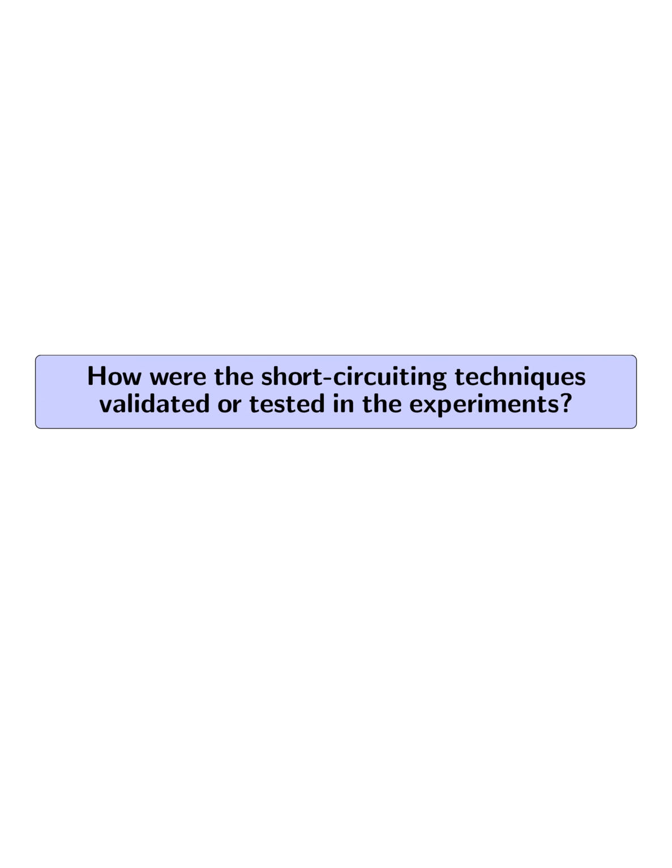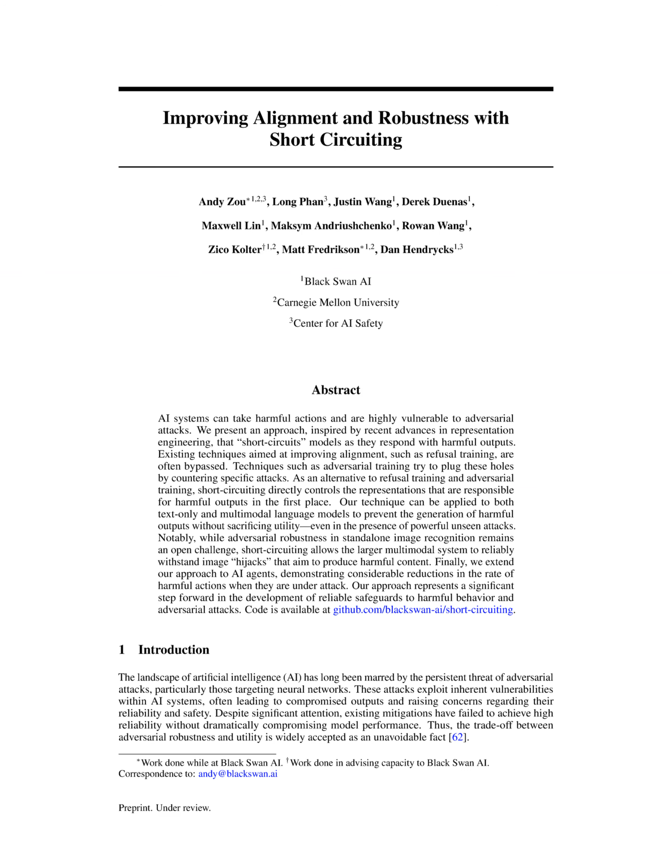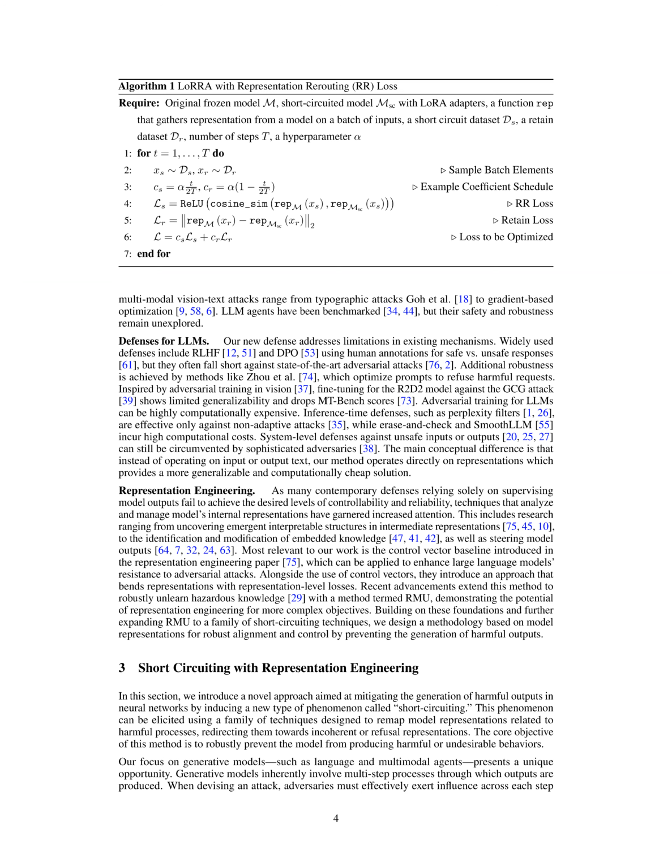How were the short-circuiting techniques validated or tested in the experiments? The short-circuiting techniques were validated and tested in the experiments by employing a comprehensive evaluation process. The experiments involved using standardized frameworks like HarmBench to assess harmful behaviors and a wide range of both black box and white box attacks. These attacks included gradient-based optimization, LLM optimizers, custom jailbreaking pipelines, multilingual attacks, system-level attacks, and representation space attacks.